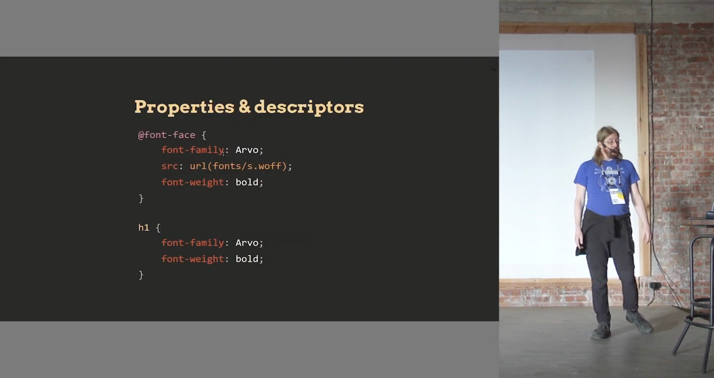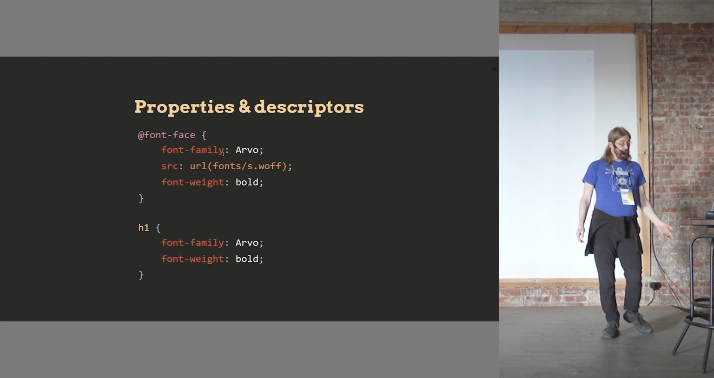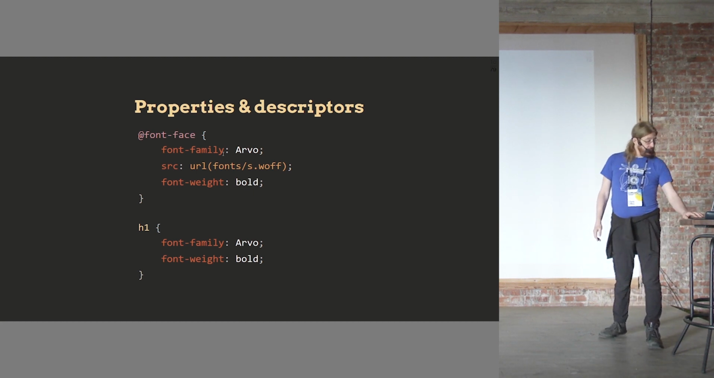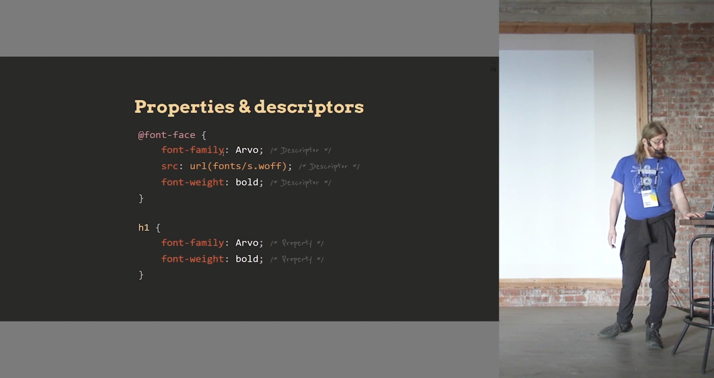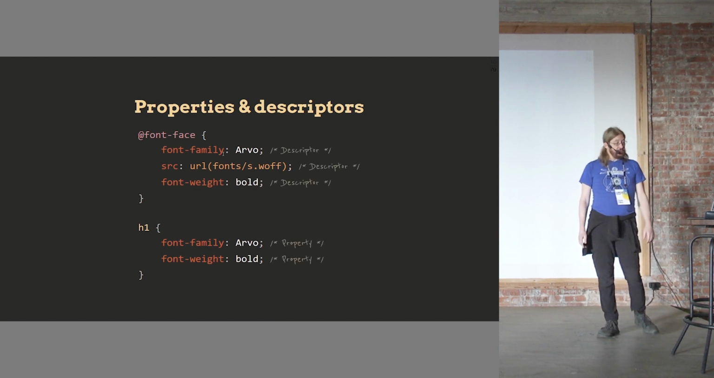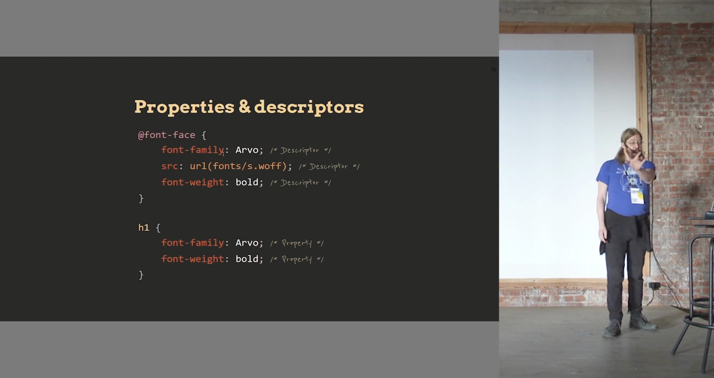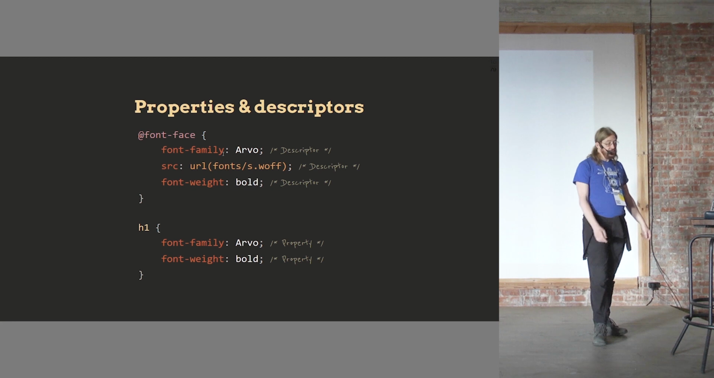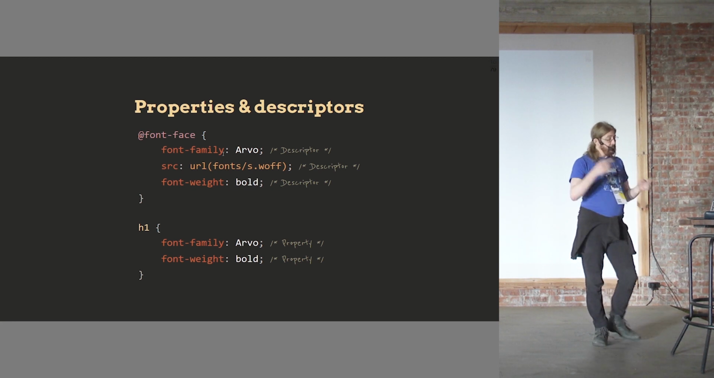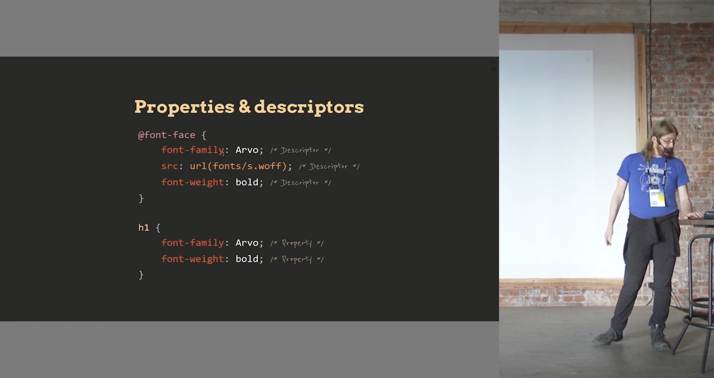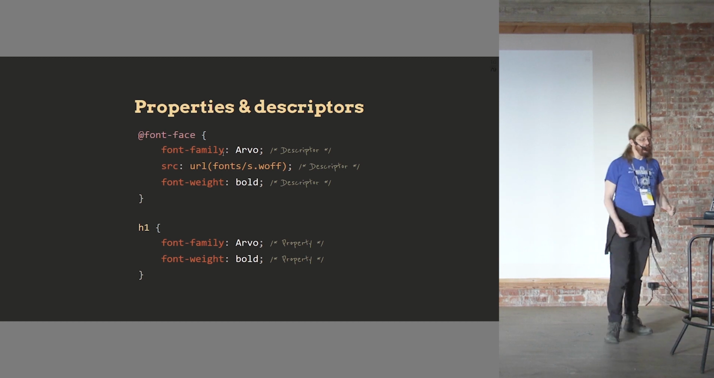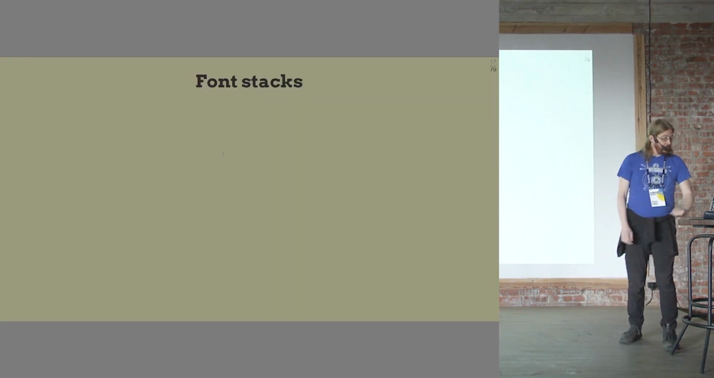So here's an example. We have a font family, which appears twice, once in a descriptor and once as a property. And also we have a font weight. So the descriptor is saying this particular font, when you download it, is bold. And the H1 styling says, I want H1s to be bold, and I want them to be in this family, and therefore it will match. All clear? Yes. Not you. All clear? Yes, good. Good, excellent.